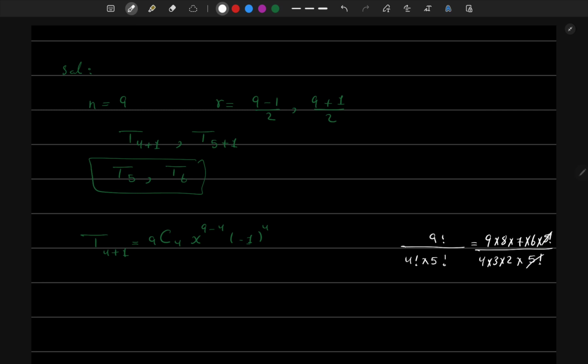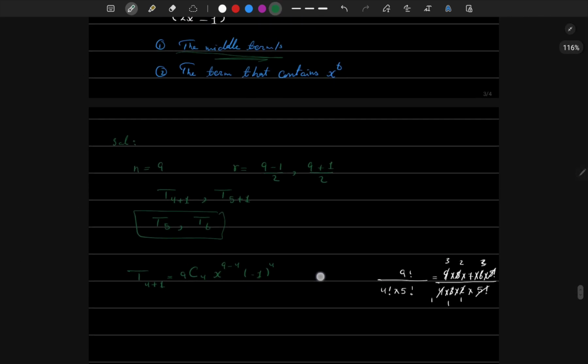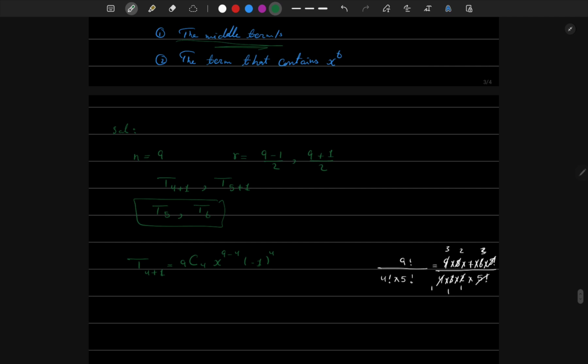5 factorial goes with 5 factorial. 4 by 4 equals 1, 4 by 2 equals 2, 2 by 2 equals 1, 2 by 3 equals 3, and 3 by 3 equals 1. I'm so sorry, I did not notice that I just wrote here x. x equals 2x cubed.